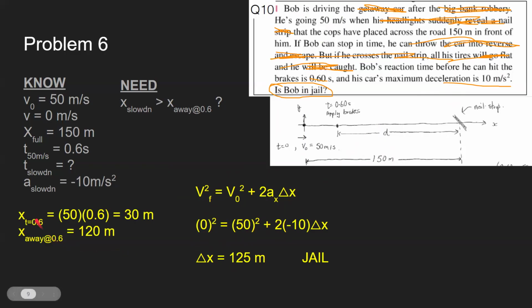And since that's greater than 120, that means that he did go over the spike strip and he went 5 meters further than the spike strip. So he's in jail. So that was a question that was kind of complex. That's the purpose of this video, because you'll have ones like that. See, it really didn't take that long. You didn't have to do that many things. You just had to make sure you understood what it was asking and what information you're given.